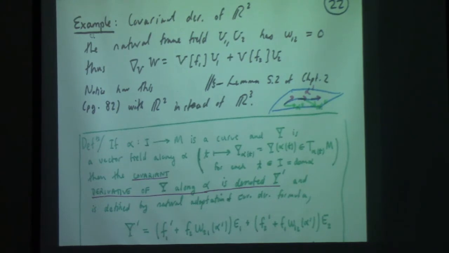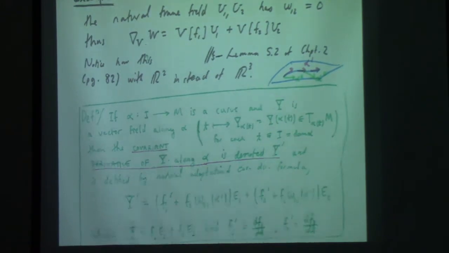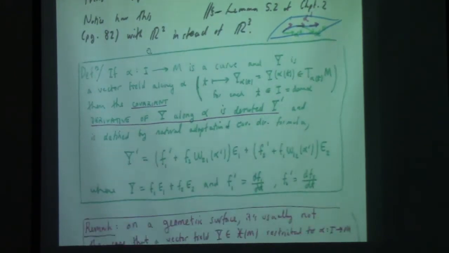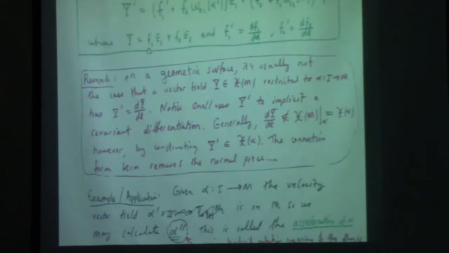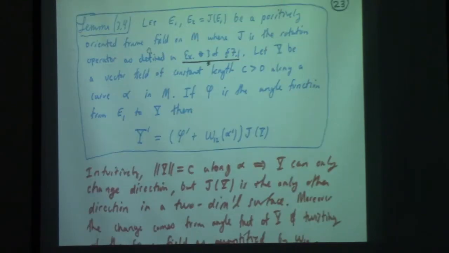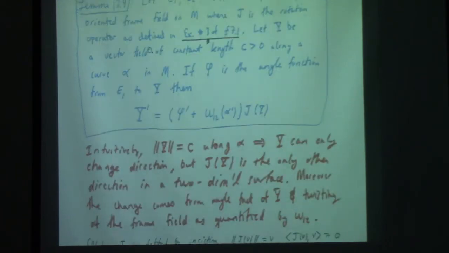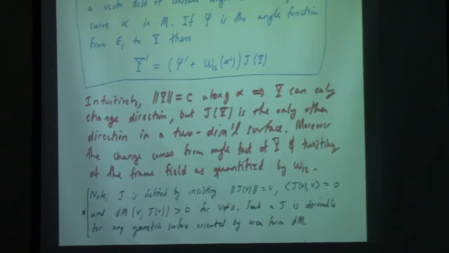All right, so let me get my laser. Yeah, I guess that one. All right, so we've defined our covariant derivative along a curve, right? We have just gone through lemma 3.4. All right.